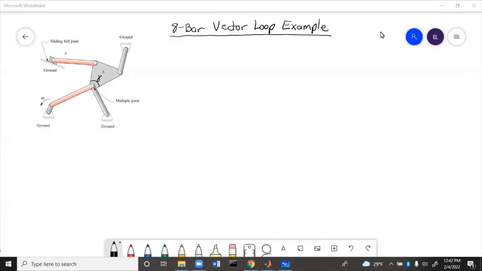Here we're going to do a vector loop analysis for this 8-bar mechanism. So we'll draw the vector loop and then calculate position, then get the velocity equations. First we need to start by making a coordinate frame. The easiest way is for X to go along the ground. Even though the ground's not flat, that's okay. We'll just make X go along it. That'll make the math easy. And then we'll have Y going 90 degrees to that.